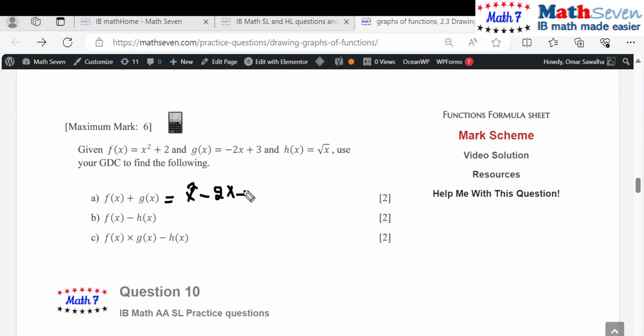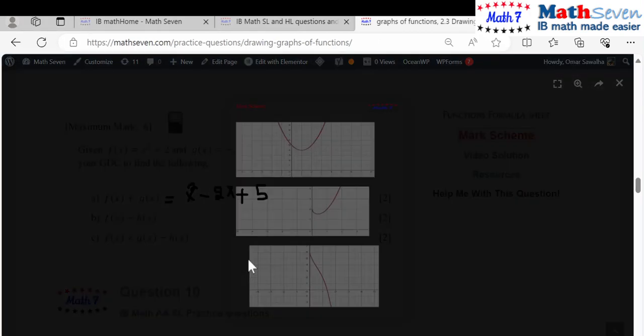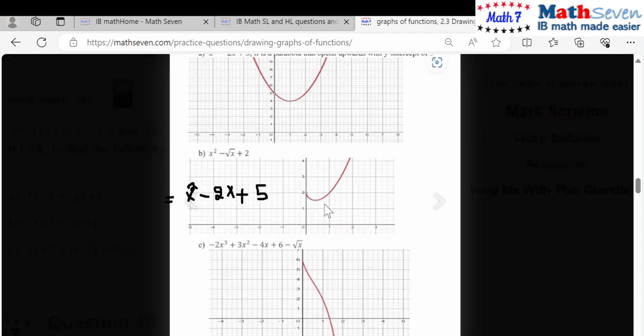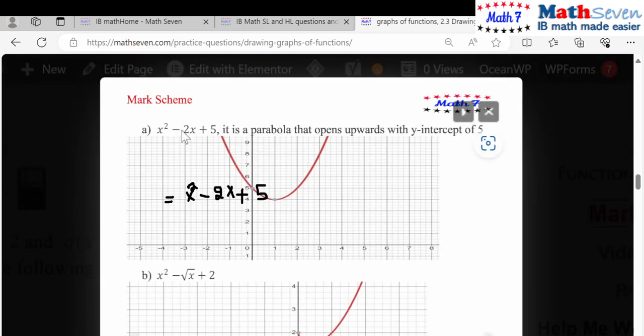Now this is a parabola, so when you insert this in your graphing calculator, you will get a quadratic function, you get a parabola. If you want to take a look at the Mars scheme, here, you're going to get a parabola. There you go, a parabola. Okay, so it's x squared minus 2x plus 5. It's a parabola that opens upward with y-intercept equal to 5, as you can see here, y-intercept 5.